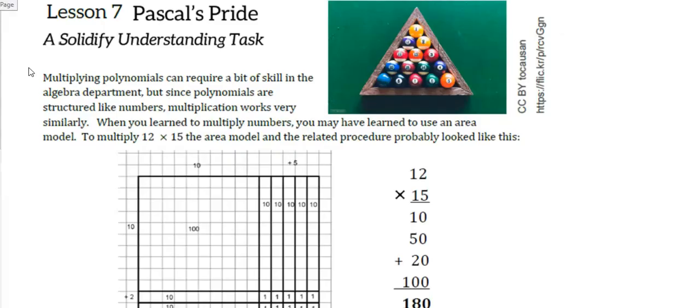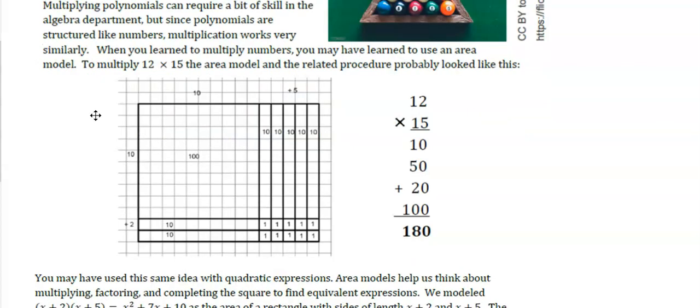Multiplying polynomials can require a bit of skill in the algebra department, but since polynomials are structured like numbers, multiplication works very similarly. When you learn to multiply numbers, you may have learned to use an area model. To multiply 12 times 15, the area model and the related procedure probably look like this. Here's 12 over here on the left and 15 up top. So 12 was broken down to 10 plus 2, and 15 was made into 10 plus 5.